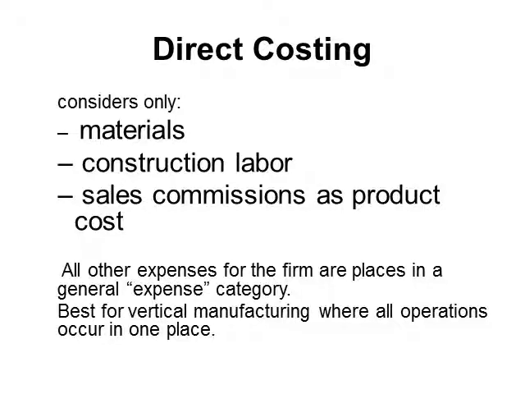With direct costing, they only consider materials, construction labor, and sales commissions as a product cost. All other expenses for the firm are placed in a general expense category. Direct costing is really great for vertical manufacturing, where all the operations occur in one place.